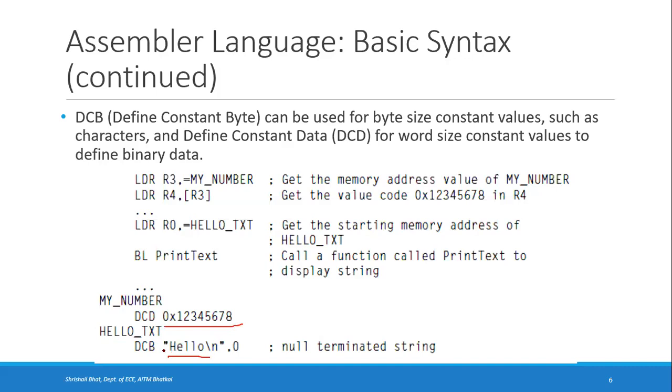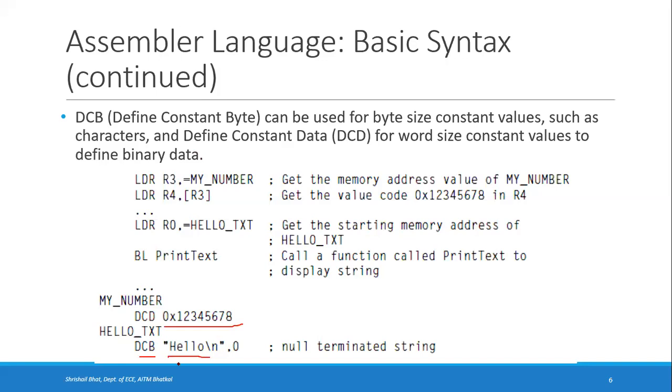So all of these are byte-sized values, so they will be stored using the DCB directive. Hello text is the name you have given, and DCB is followed by the text, whatever it is. Comma 0 means it has ended. Comma 0 is used to indicate that the text or the string has ended. So you can print this particular string using this set of lines.